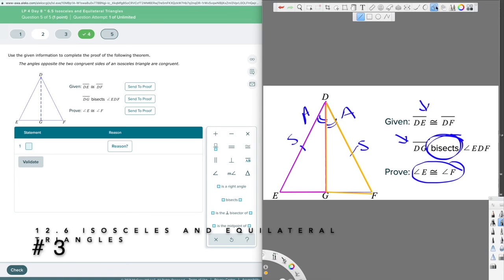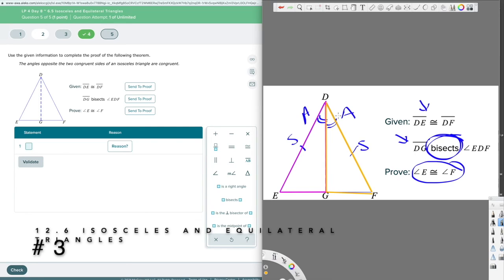It's one of those things we practice quite a bit in section 4. I believe we had 2 different proofs that used corresponding parts of congruent triangles are congruent, which we shortened to CPCTC, so we don't have to write out all of those fun words.